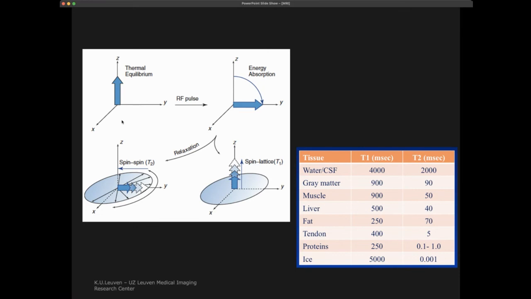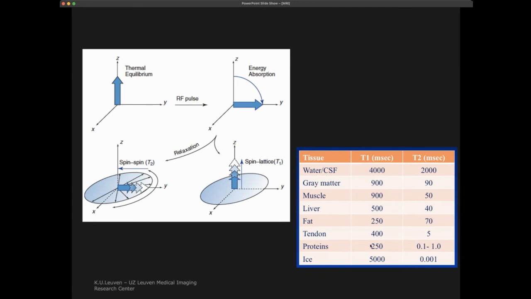On the other hand, once we flip this vector, that vector wants to go back to the original position determined by the large external field. So it wants to flip back from the 90 degrees. And that happens with a relaxation, which is called T1 relaxation, that restores the direction of this vector.